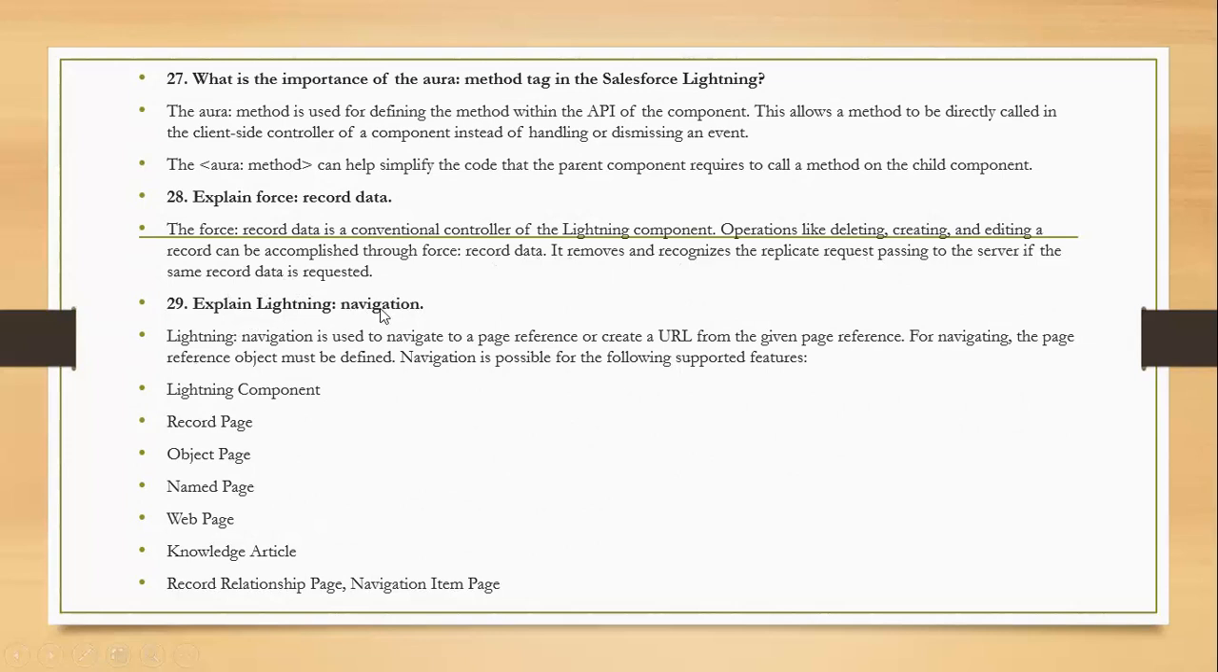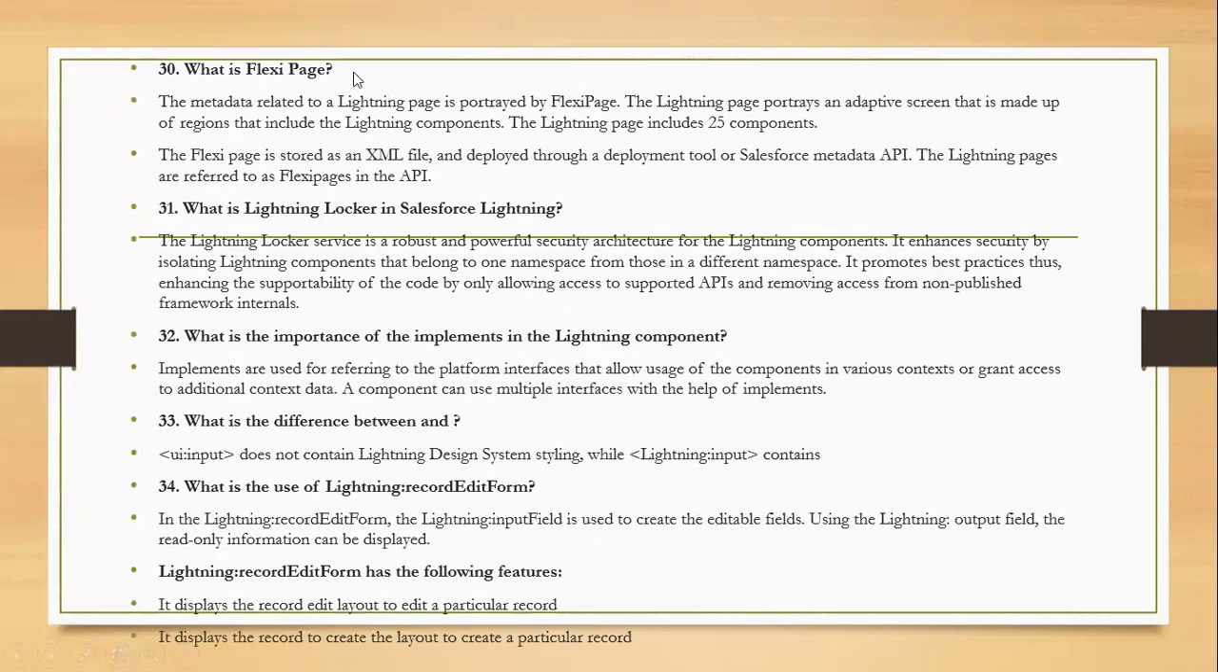Next question, explain Lightning navigation. Lightning navigation is used to navigate to a page reference or create a URL from the given page reference. The page reference object must define the navigation, which is possible for the following supported features: Lightning component, record page, object page, named page, web page, knowledge article, record relationship page, and navigation item page. Next question.